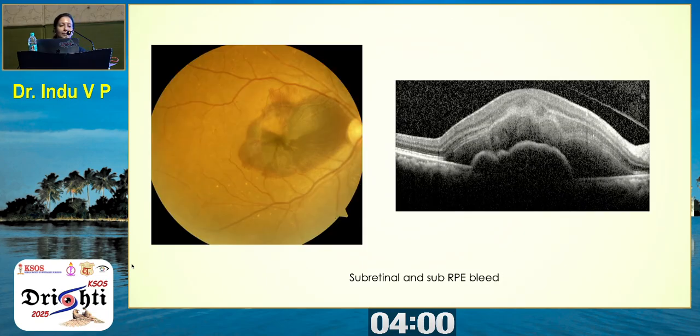So here you can see there is a deep layer hemorrhage, and on OCT you can see that the blood is both in the subretinal as well as in the sub-RPE component. It has a sub-RPE and subretinal component, and because there is blood in the sub-RPE component, there is shadowing posteriorly.